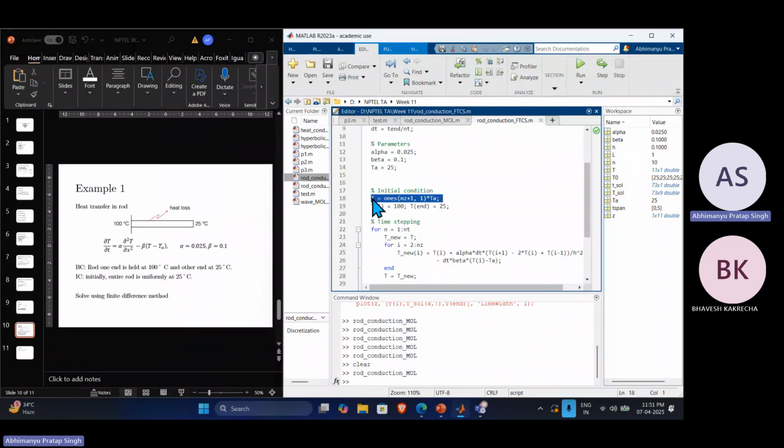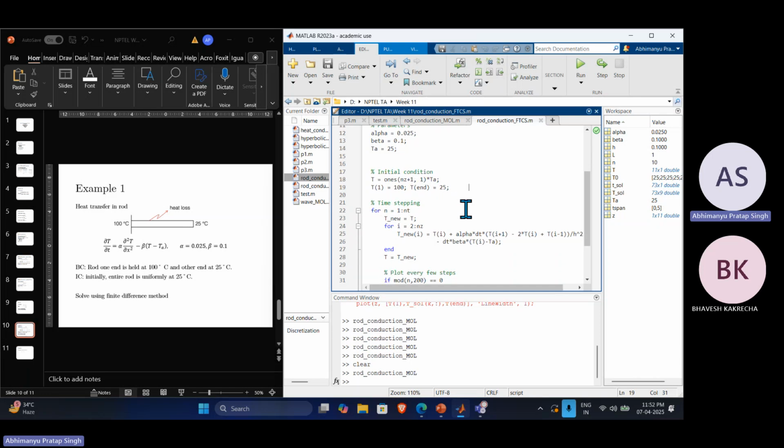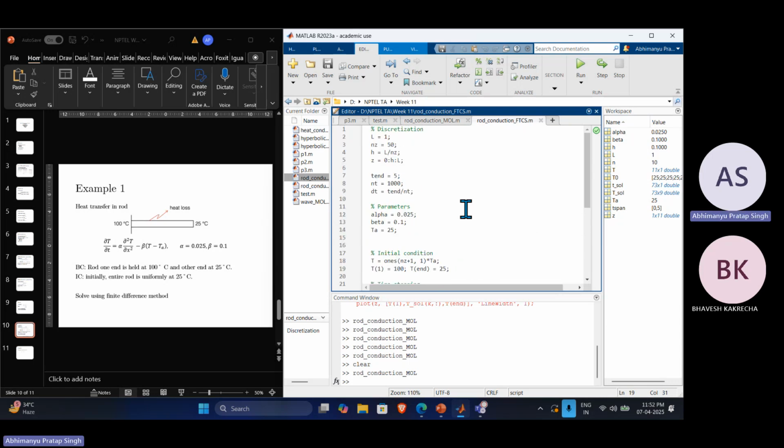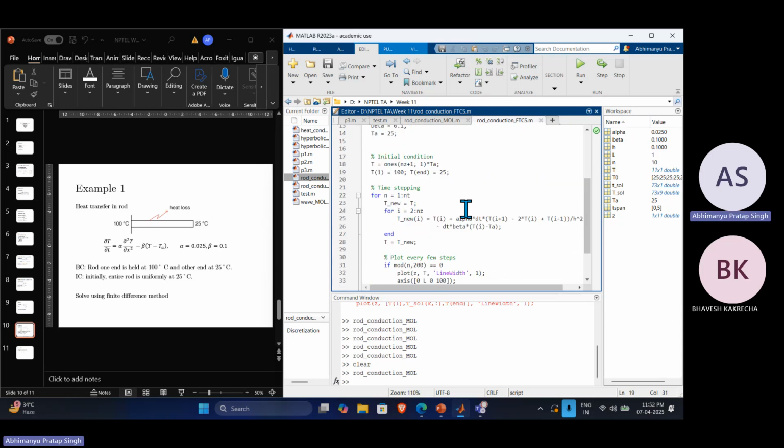And these are my initial conditions. So same as before, I'm initializing everything with 25 degrees Celsius. And these two are my boundary conditions. So at one end it's 100 and at the other end it's 25. Now we are using FTCS, forward in time and central in space.